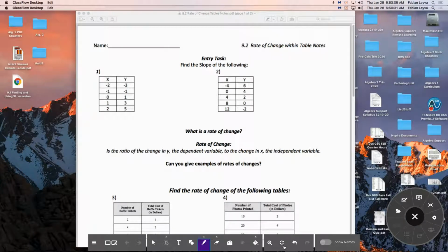Hello everyone, so today we're going to be working on 9.2, rate of change within tables. So one thing that I want to make sure you're aware of is that this will probably, more than likely, be the last unit of the semester.